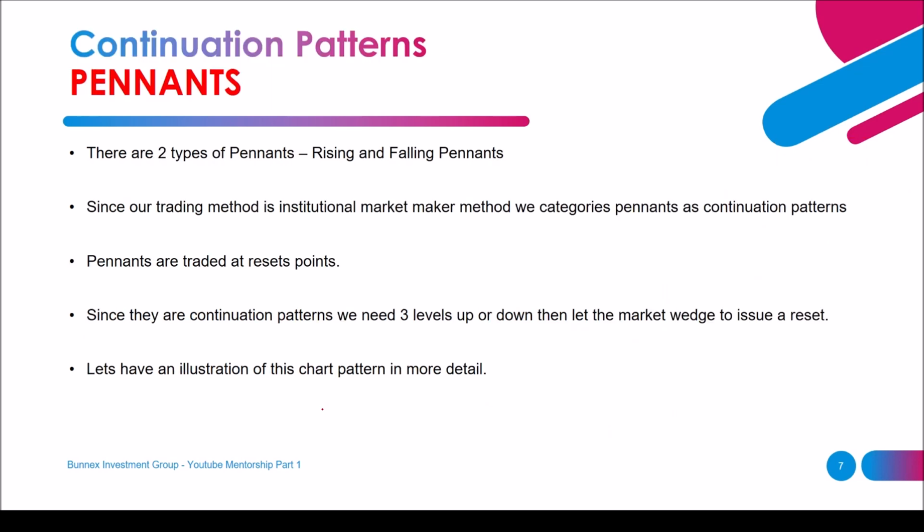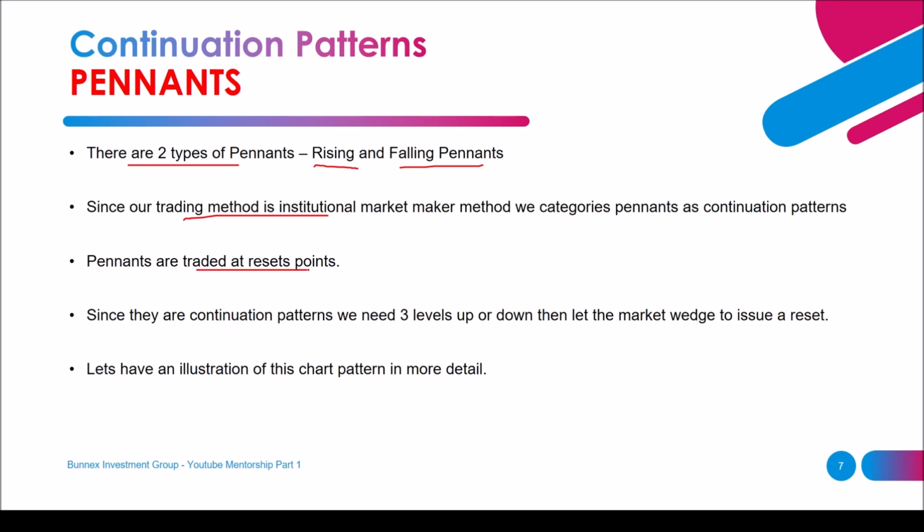So let's start on the continuation patterns, which are the easiest ones, as they are in support of any particular trend. There are 2 types of continuation patterns that we'll talk about: pennants and flags, but they need us to know the exact market context to look out for them. There are 2 types of pennants. We have rising and falling pennants. Since our trading method is the institutional market maker method, we categorize pennants as continuation patterns, right?